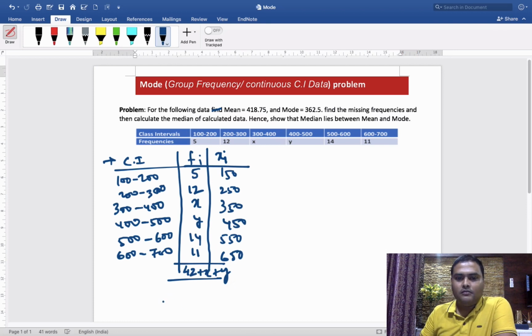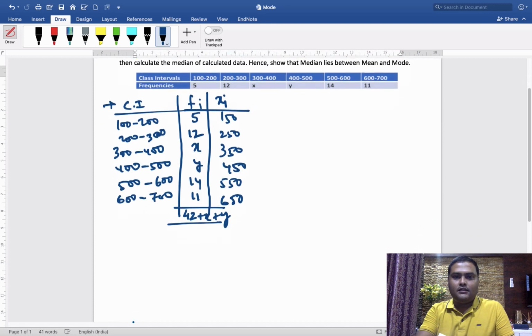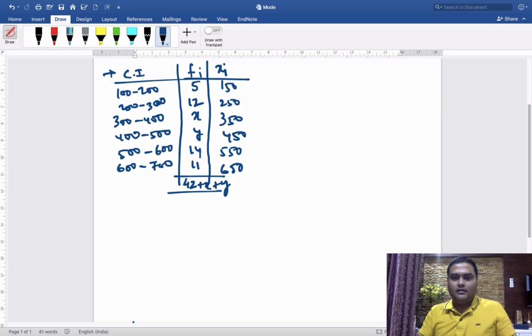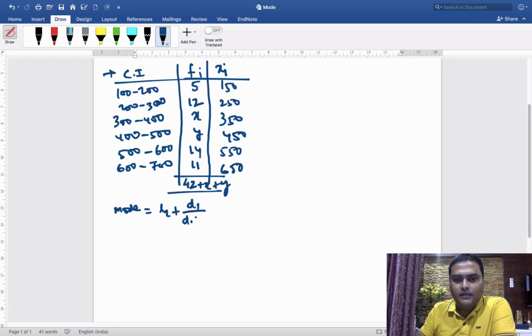Now we need to use the formulas of mode and mean so that we can find two equations. Can you remember the mode formula? The mode formula is L1 plus D1 divided by D1 plus D2, into C. In this case, it is already given that the mode value is 362.5.